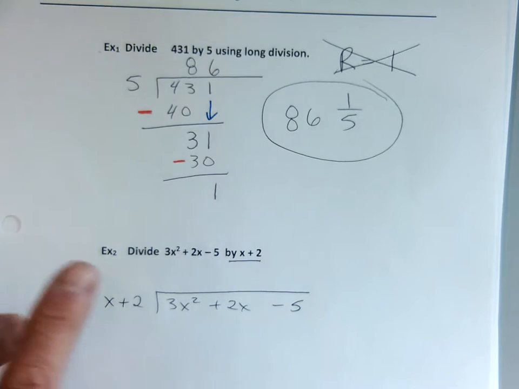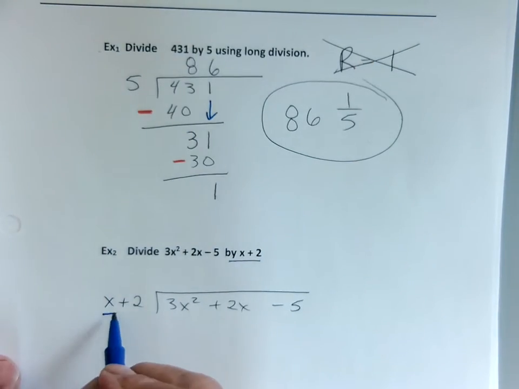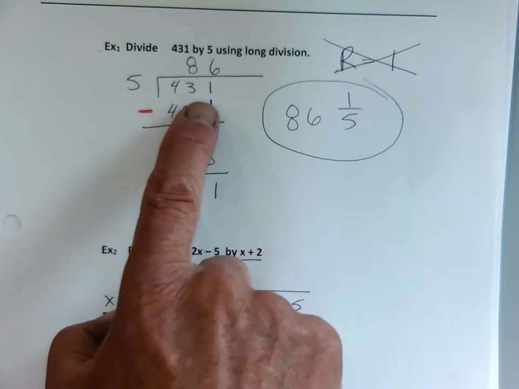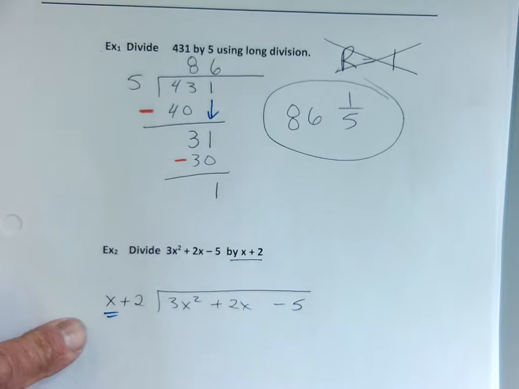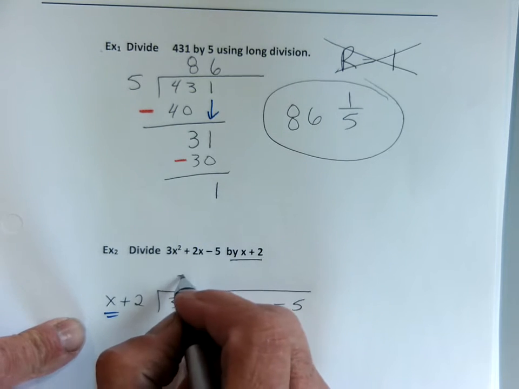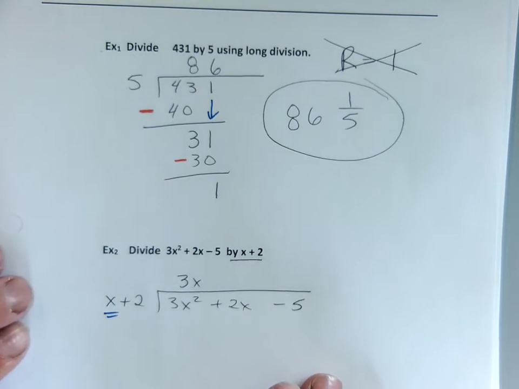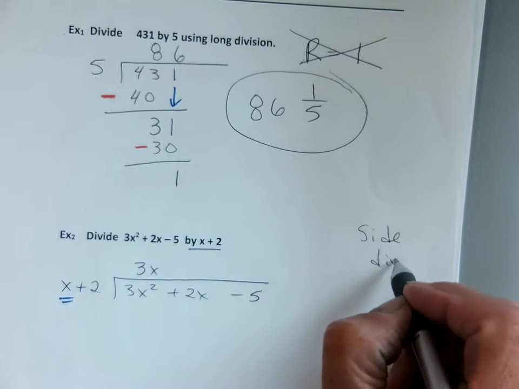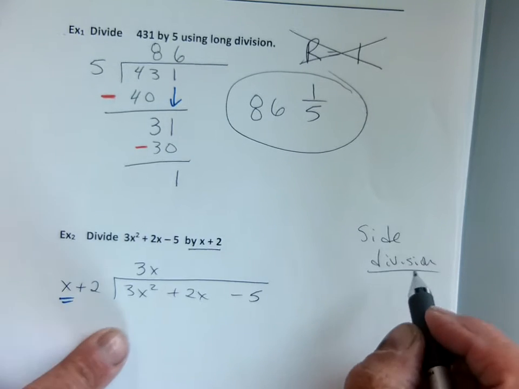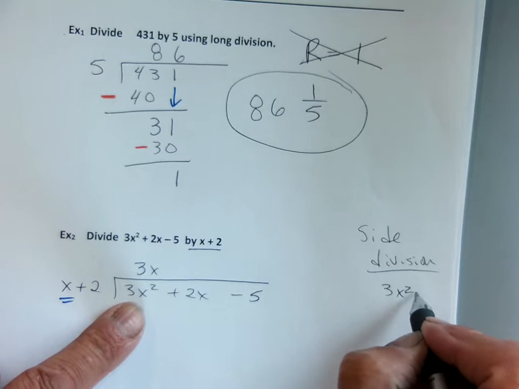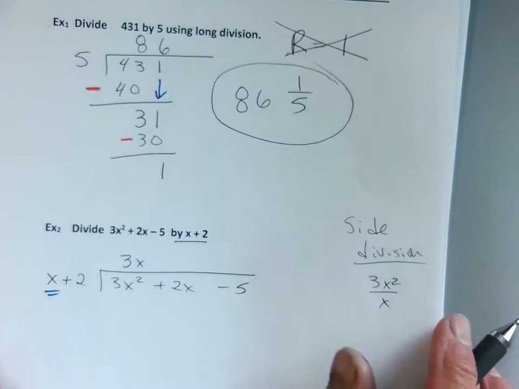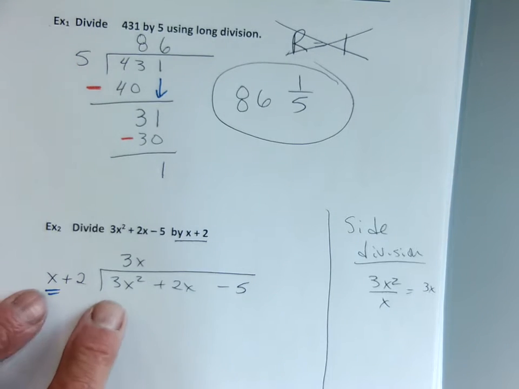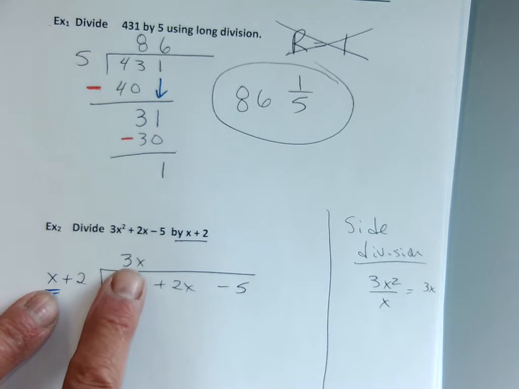Now, same thing. But we go with x. We divide with the x. And x goes into 3x squared. Just like 5 goes into 40, x goes into 3x squared. Well, it goes in 3x times. But if you don't see that, you can do a little bit of division on the side. We didn't do this in 6th grade. So if you took 3x squared and divided it by x, hopefully you can see that that really is 3x. So x goes into 3x squared 3x times.